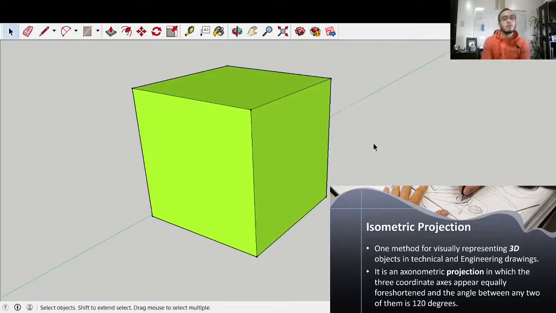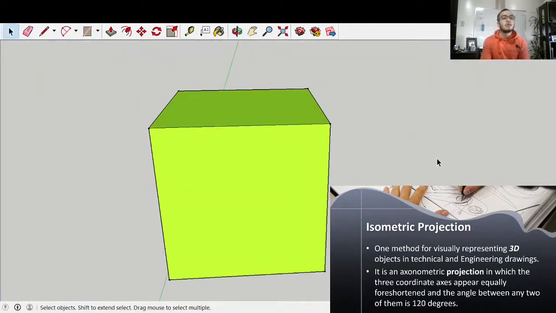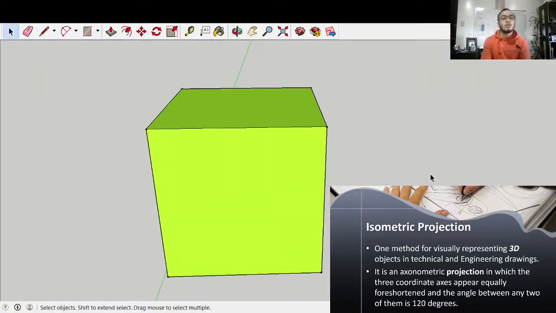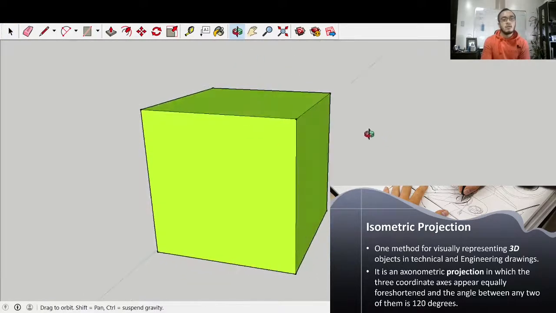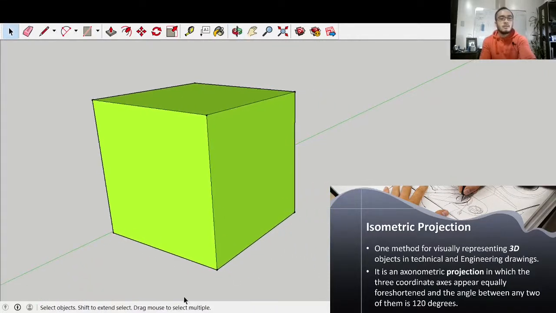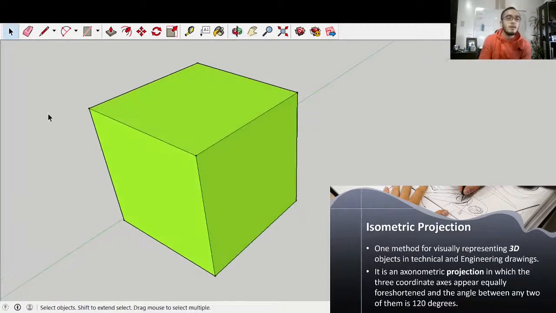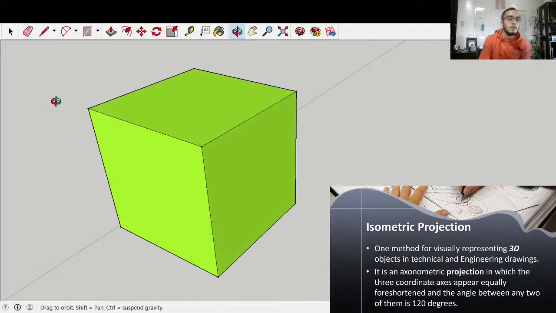What that means is, if you are looking at this object, where would the location be such that the three coordinate axes appear equal? Our three coordinate axes are the x-axis, this line right here, the z-axis, this line, and the y-axis, this line. So let's say this would be x, y, and z. Where would our point of view be such that the lengths of those coordinate axes would appear the same? It would approximately be here.